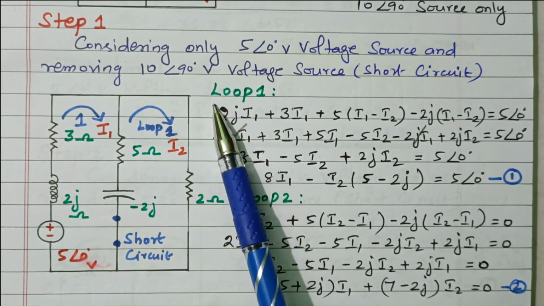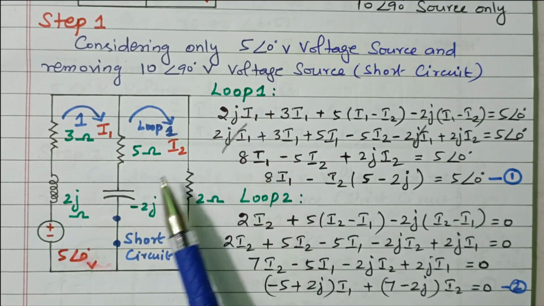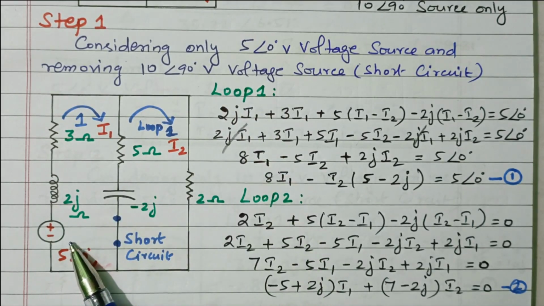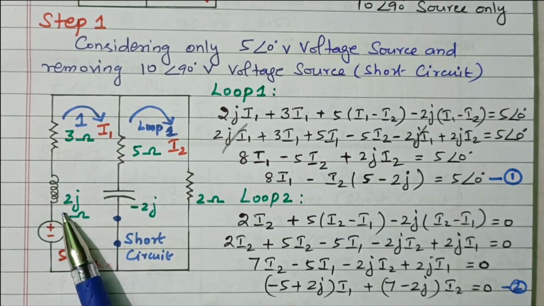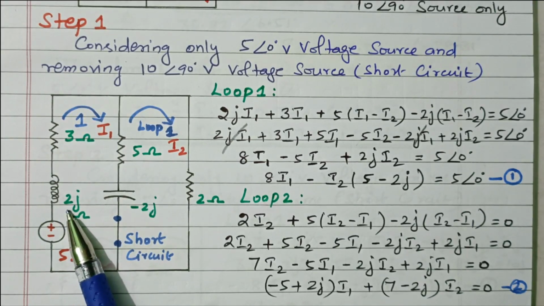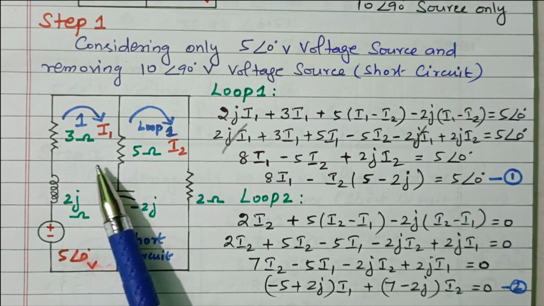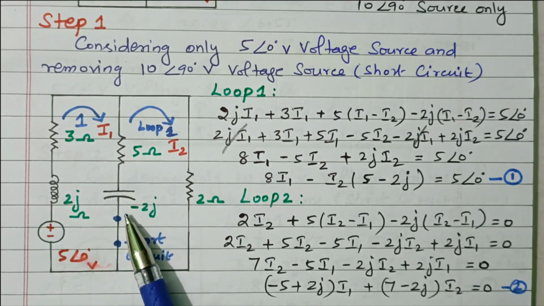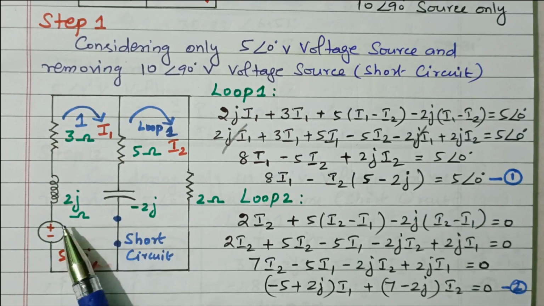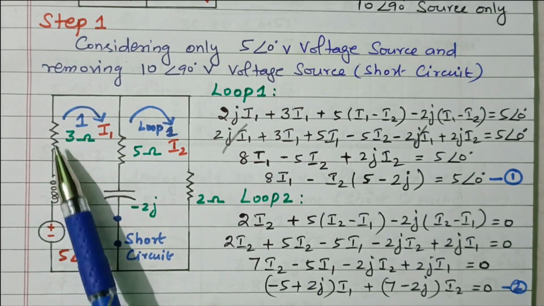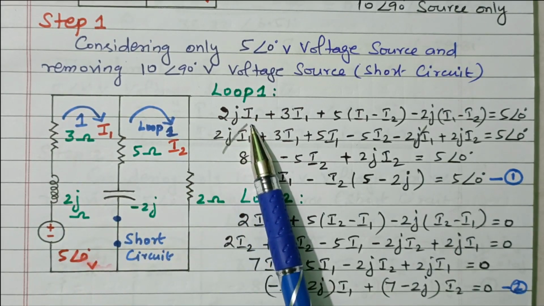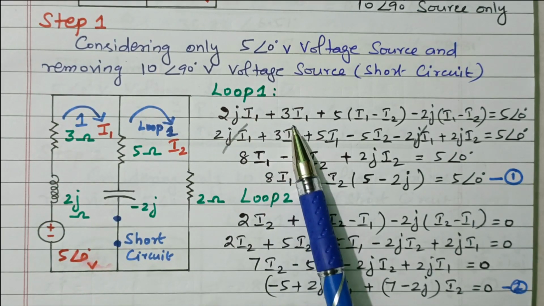So first we will apply Kirchhoff's voltage law to loop 1. That is nothing but applied voltage equals voltage drop. That is Kirchhoff's voltage law, right? So here the current I1 is flowing through loop 1. So we need to find the current flowing through this 2 ohm, the inductor 2j and resistor 3 ohm, and this resistor 5 ohm and this capacitor minus 2j, right? So here the current I1 is flowing through this inductor and resistor. So that is 2j into I1 plus 3 into I1.